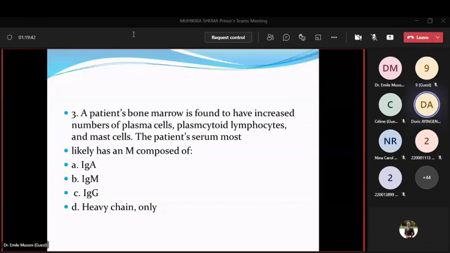For me, I can try by saying that the answer is B. That patient's cells mostly have the immunoglobulin M. Sorry? I said that the answer for me, I can say it is B, immunoglobulin M.